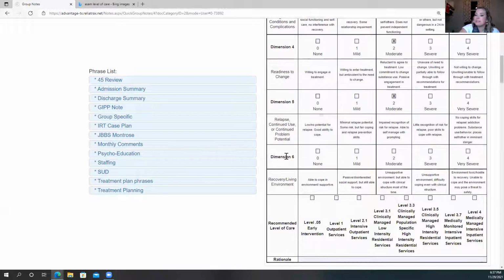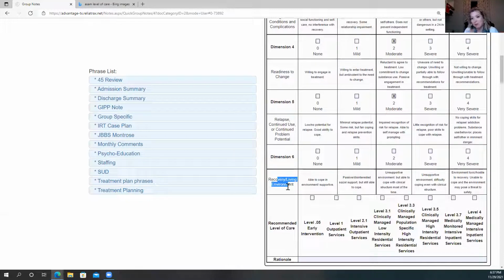All right, dimension 6, I get this question a lot. The recovery living environment. If they're in ERT, does this mean the recovery living environment when they're in ERT or pre-ERT? And the answer is pre-ERT, because ERT is the level of care we are trying to justify, or outpatient is the level of care we are trying to justify. So I'm more interested in their recovery and their living environment before they came to ATC.